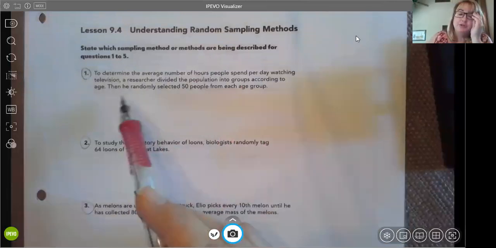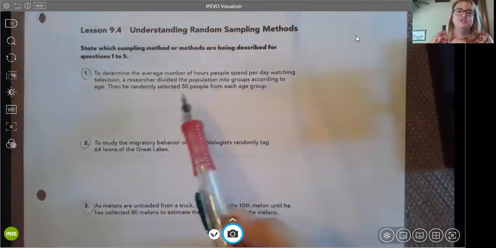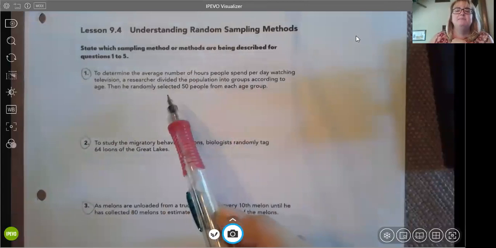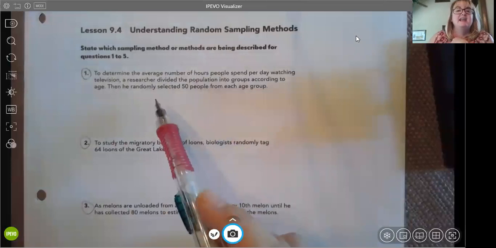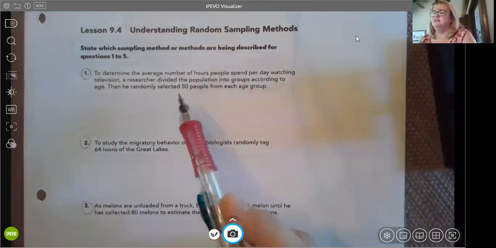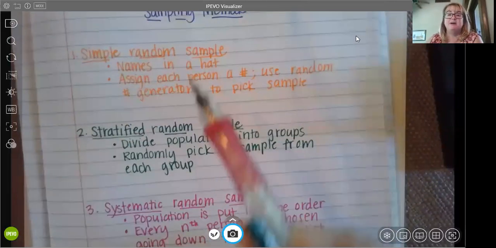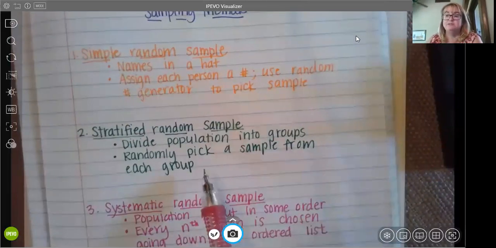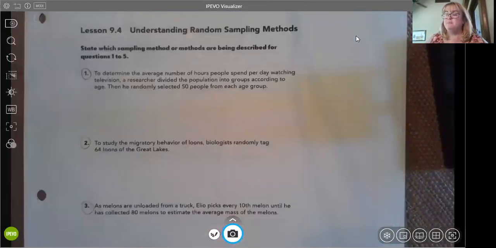Number 1 says, to determine the average number of hours people spend per day watching television, a researcher divided the population into groups according to age. Then he randomly selected 50 people from each age group. Okay, let's go back to our sampling method. Did they just draw names out of a hat? Or did they divide the population into groups, and then draw names from each group? Or did they put everyone in order and pick every certain number of people?